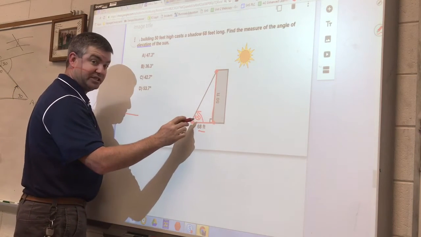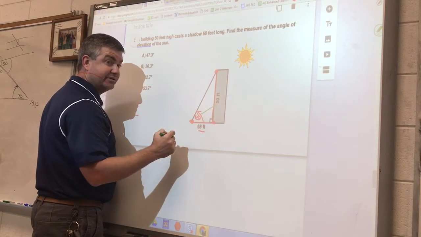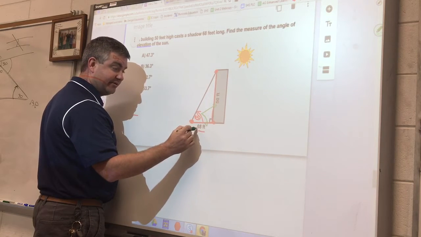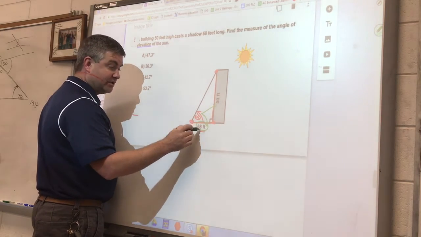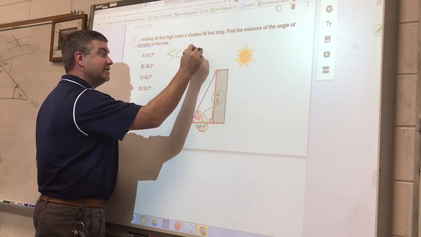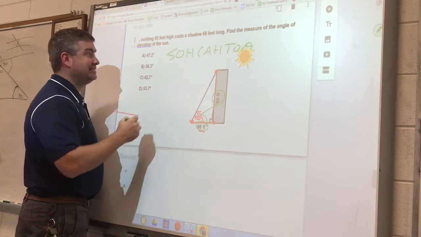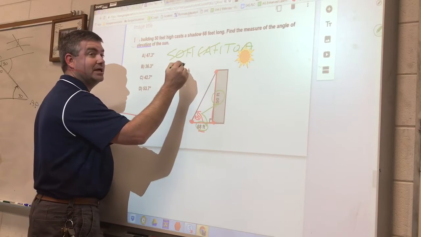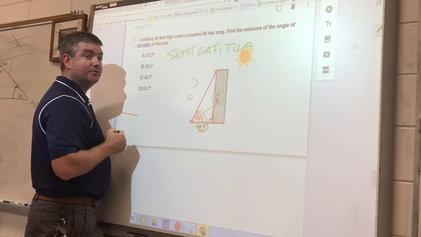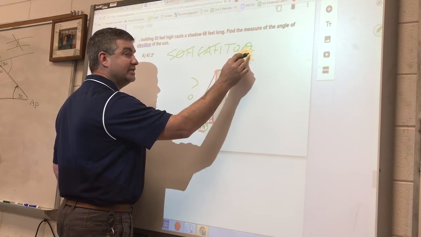All right, so in relation to theta, what two sides do we know? Well, we know that this side here is the opposite side. It's opposite of theta. And we know that this side here is adjacent to theta. So this is adjacent and this is opposite. Now, out of SOHCAHTOA, which trig function deals with opposite and adjacent? Not sine, not cosine. Why? Because both of those deal with hypotenuse, and we don't know what the hypotenuse is. So here's tangent. Tangent deals with opposite and adjacent.